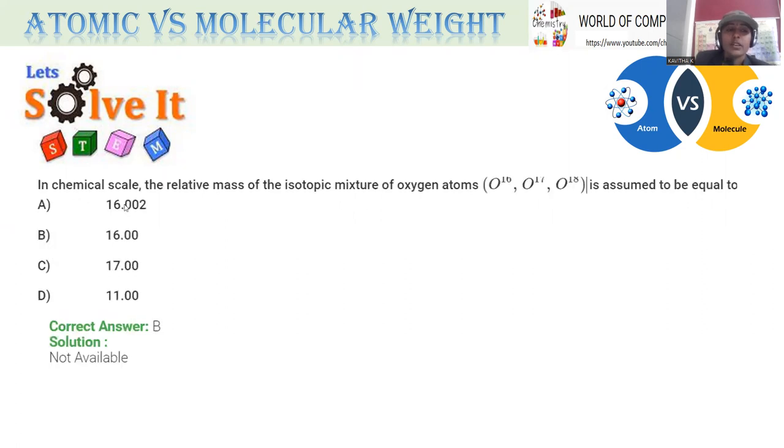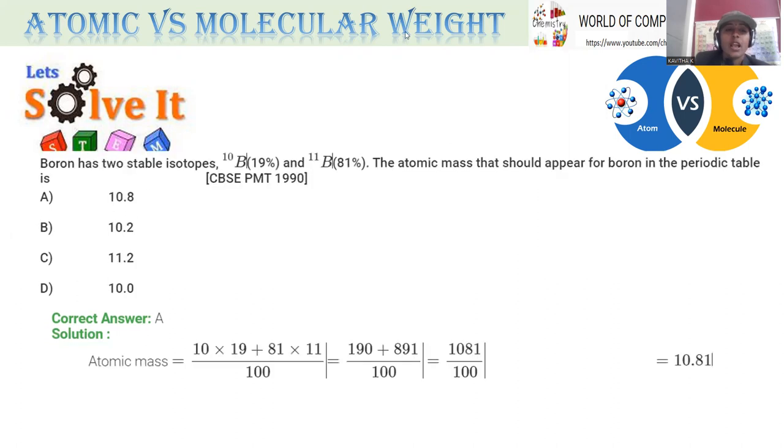Another question. On the chemical scale, the relative mass of the isotopic mixture of oxygen is assumed to be equal to what? Three different isotopes are given over here. Their relative mass of the isotopic mixture is to be calculated. That is given as 16.00. Option number B is the correct answer.